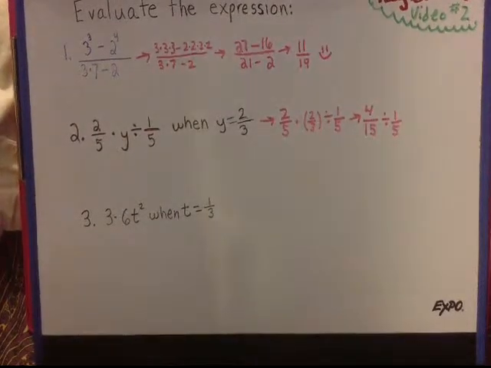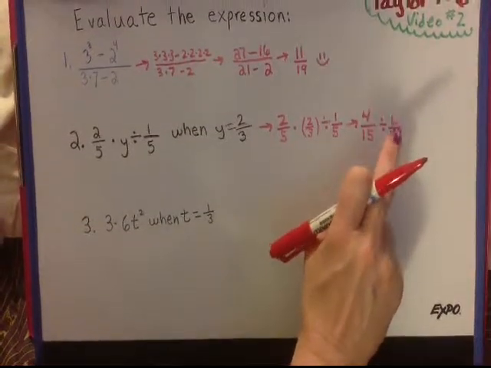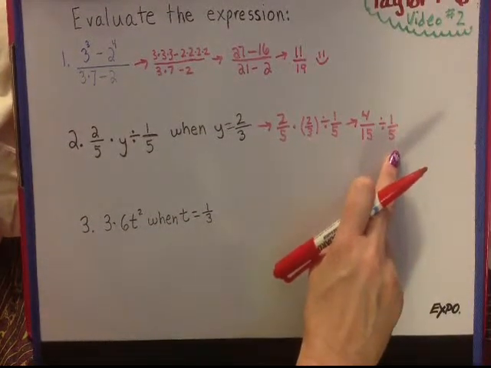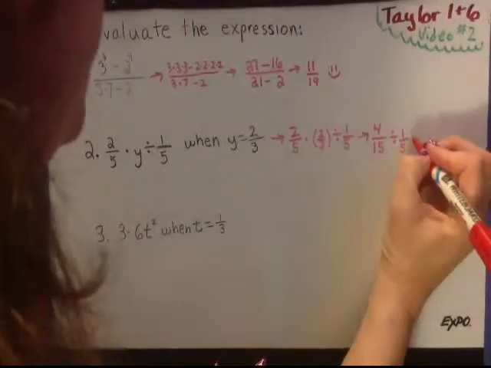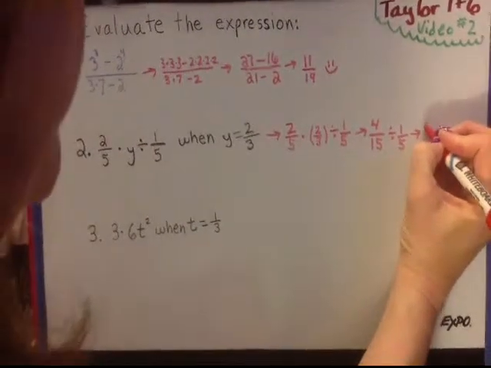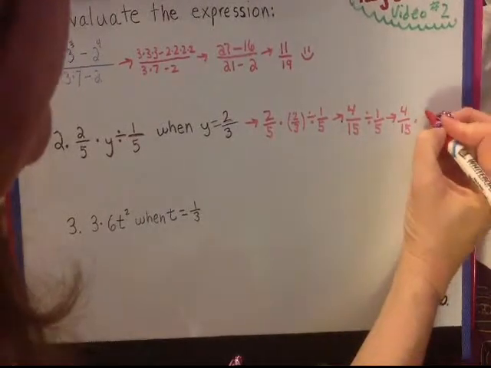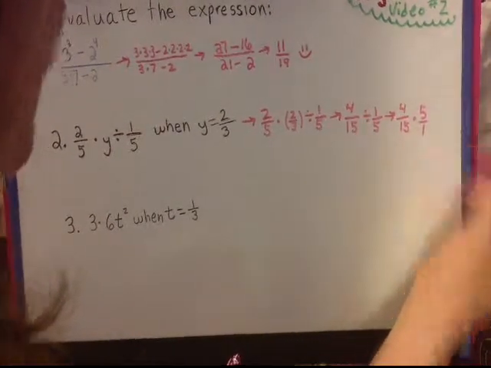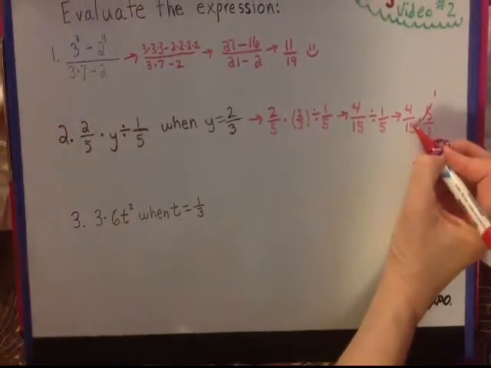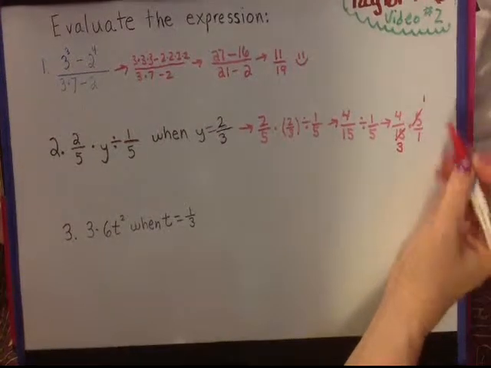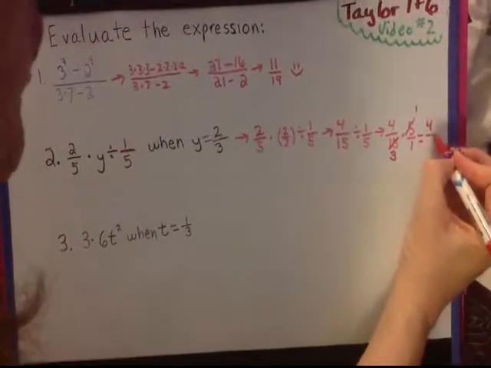When we divide one fraction by another, what we really do is we need to flip the second fraction, or invert it is the big word that means flip, and change our operation to multiplication. So now we're going to have 4 over 15 times 5 over 1. And we can cross cancel. 5 goes into 5 one time and into 15 3 times. So our answer is going to be 4 over 3.